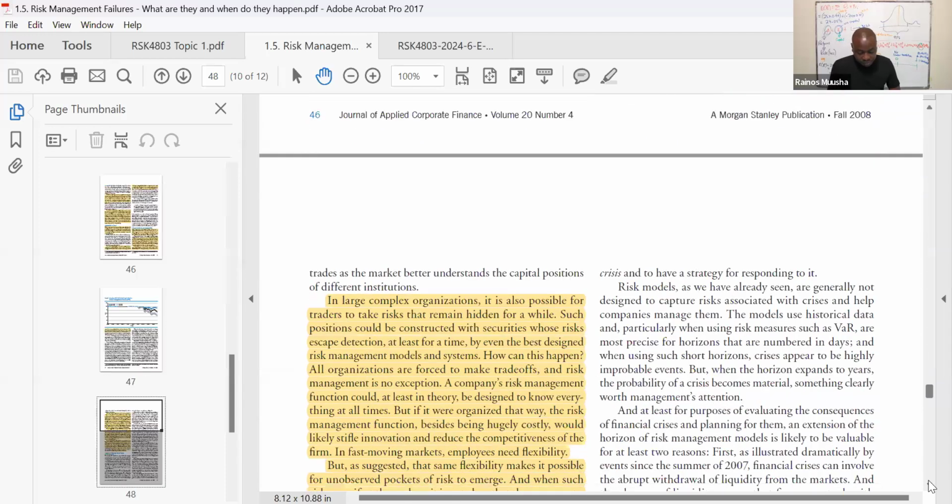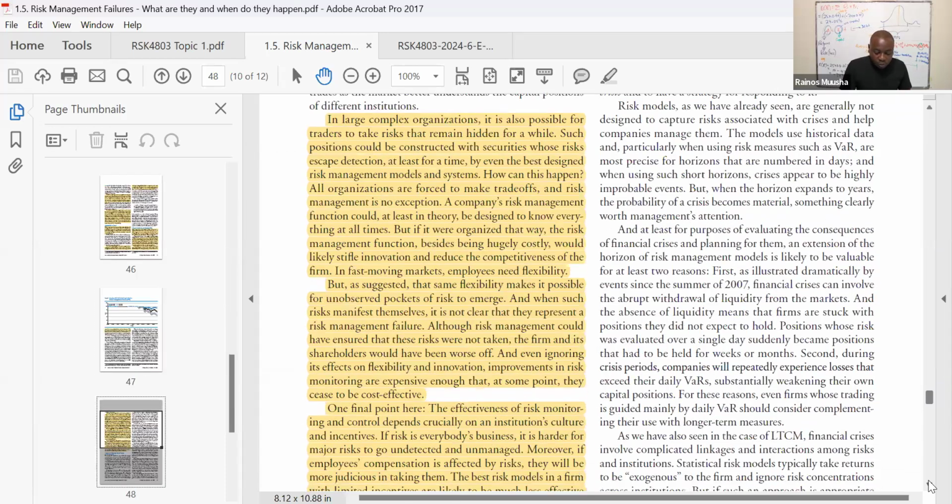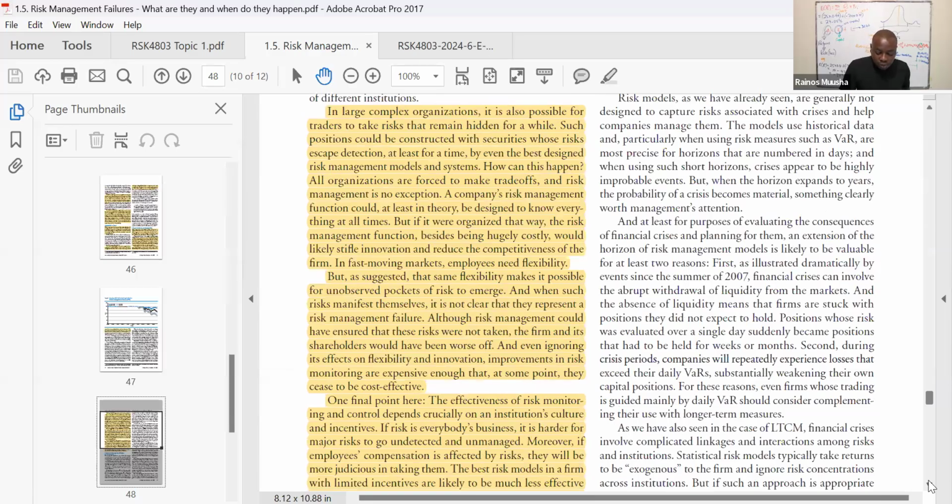So let's say in large complex organizations, it is also possible for traders to take risks that remain hidden for a while. Such positions could be constructed with securities whose risks escape detection, at least for a time, by even the best designed risk management models and systems. How can this happen? All organizations are forced to make trade-offs, and risk management is no exception.